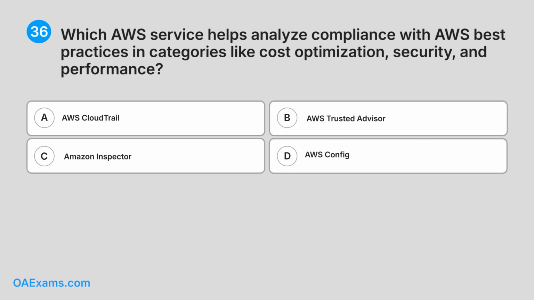36. Which AWS service helps analyze compliance with AWS best practices in categories like cost optimization, security, and performance? A. AWS CloudTrail. B. AWS Trusted Advisor. C. Amazon Inspector. D. AWS Config. Can you guess the answer?